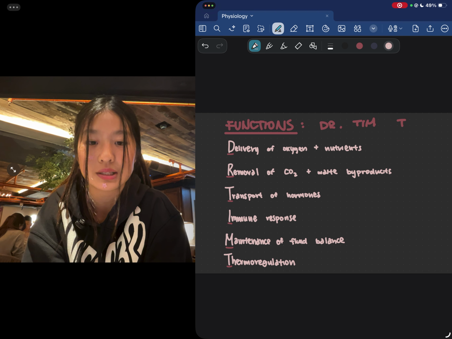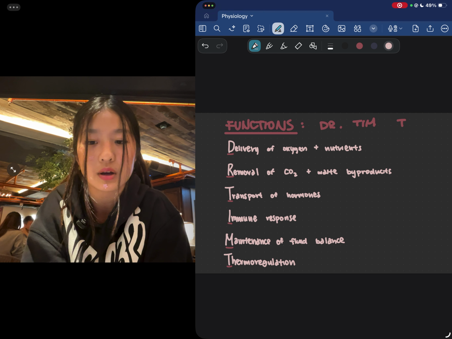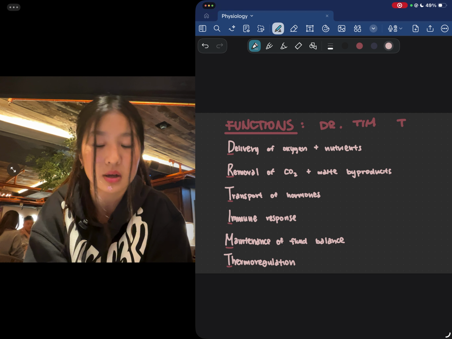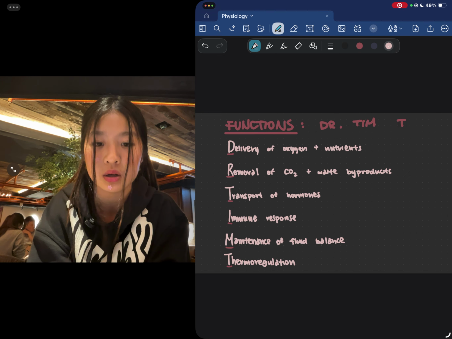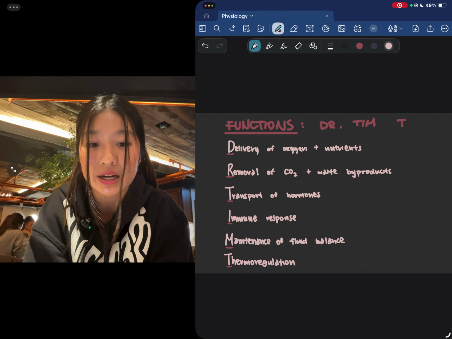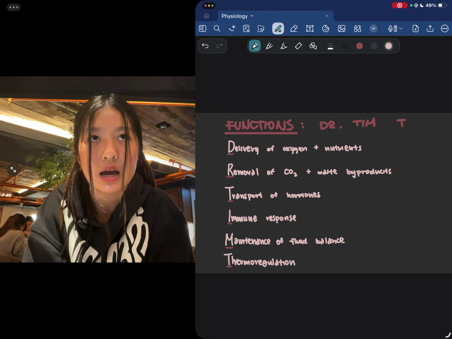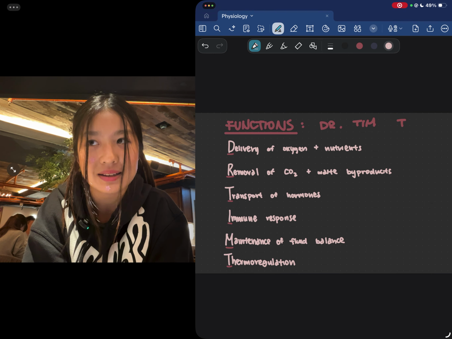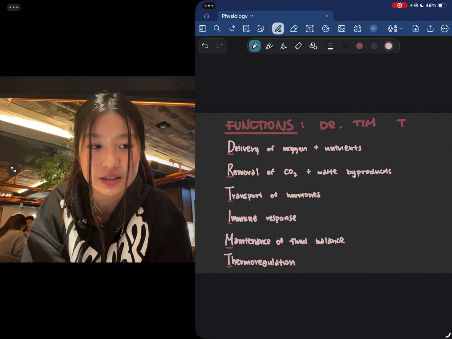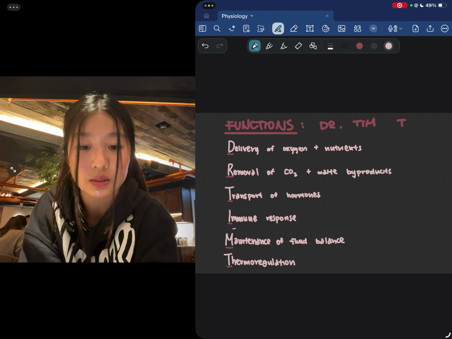The second one is the opposite of delivering oxygen. We're also going to remove carbon dioxide and other waste byproducts like lactic acid that's generated in the muscles and travels into the blood. The third one is transport, and this is going to be the transport of hormones. And really the body just uses blood as a method of getting around and making sure everything gets to where it's supposed to be. The fourth one is immune response.